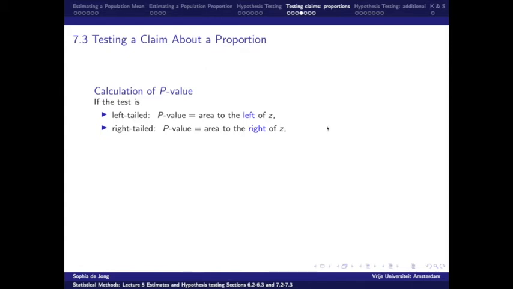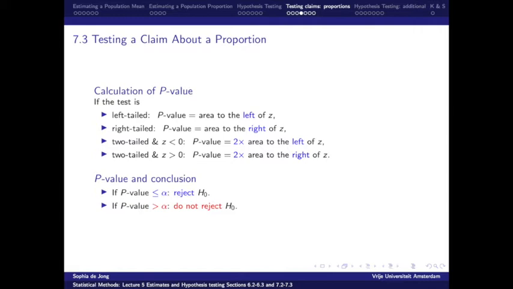Of course, your test can also be two-tail. That is when your alternative hypothesis is that your parameter is unequal to something. If in that case your observed test statistic value is less than 0, then the p-value is 2 times the area to the left of your observed test statistic value. And if it's larger than 0, then the p-value is 2 times the area to the right of your observed test statistic value. And then when you have your p-value, if it is less than or equal to alpha, we reject the null hypothesis. And if it's greater than alpha, then we do not reject the null hypothesis.